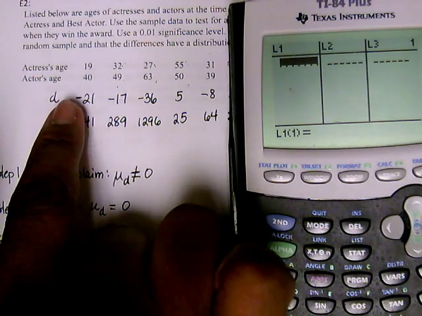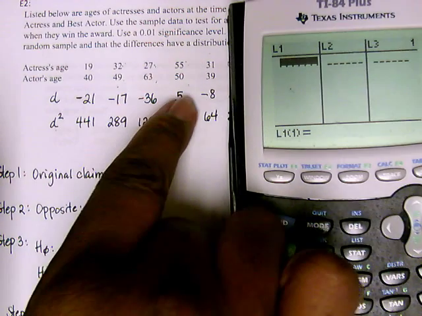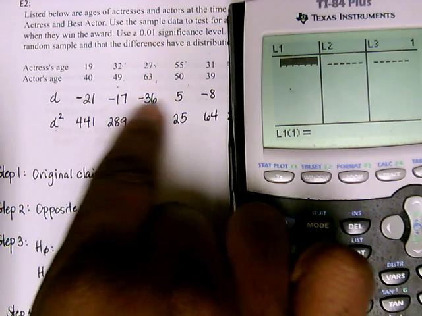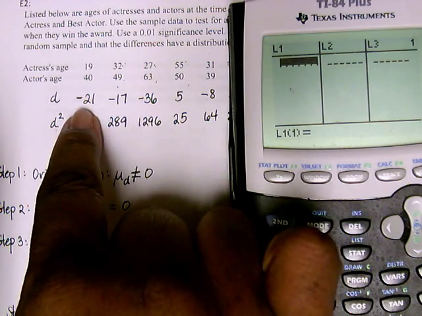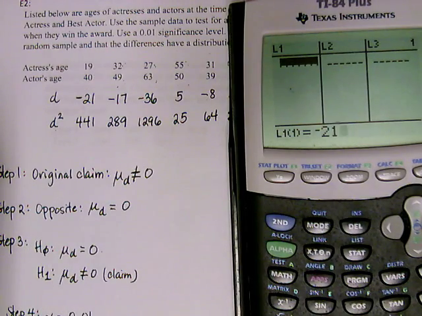And what I'm going to do here is enter each of these individual differences in L1. So here, starting with the negative 21. And I'm going to press enter after each data entry. Then negative 17, enter. Then negative 36, enter. Then 5, enter. Finally, negative 8, and enter. So you have to press enter after each individual data value, including the last one. So those data values are in L1.